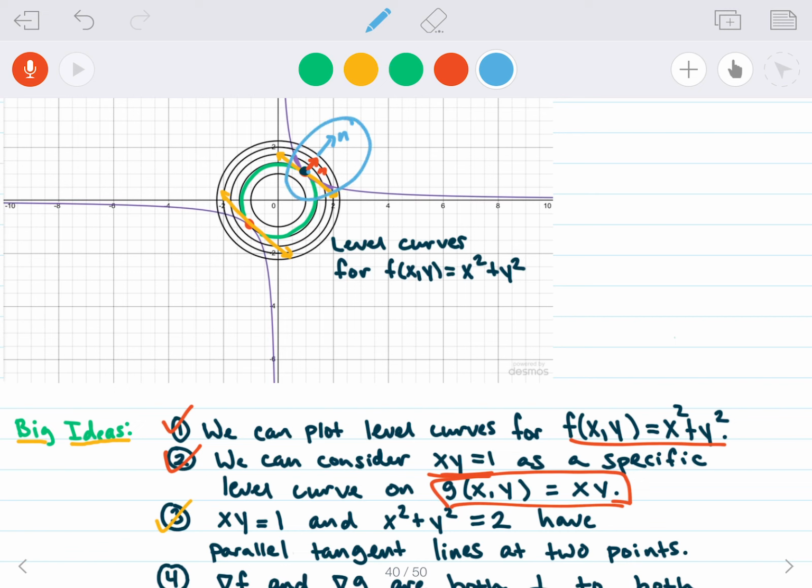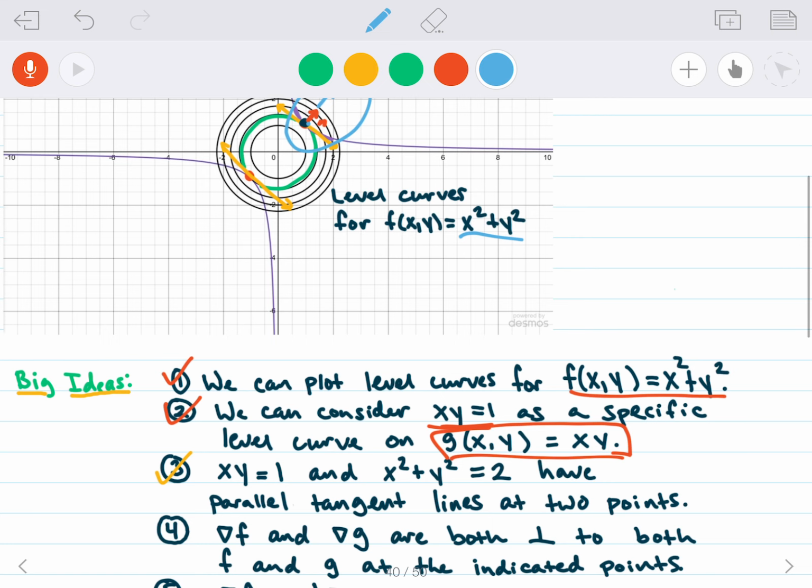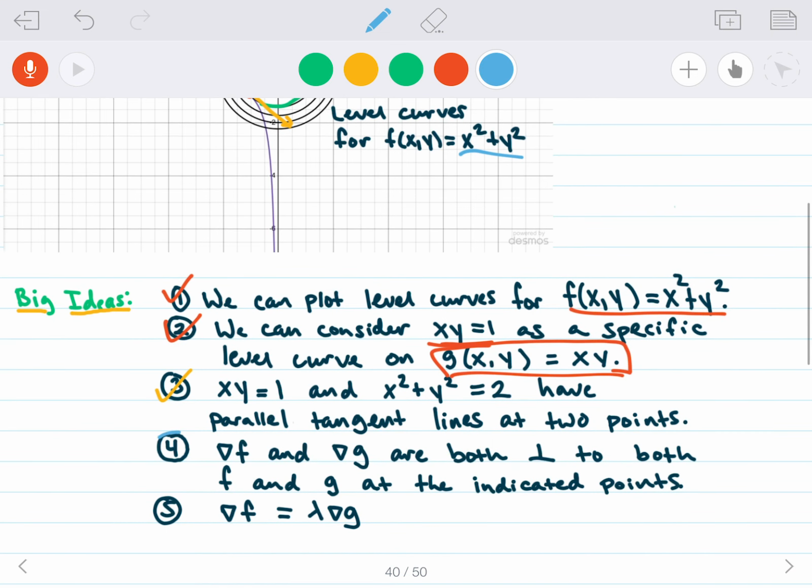So the big idea here is that these guys, the constraint level curve and the level curve of x squared plus y squared, are going to have normal vectors that are scalar multiples of each other, okay? Or their gradient vectors are going to be scalar multiples of each other. That's the big idea here. And so that's number 4.